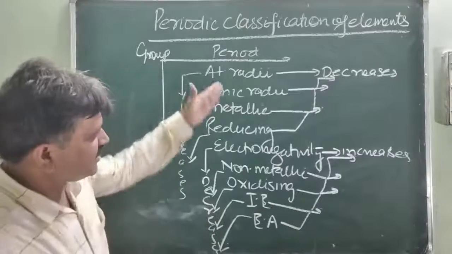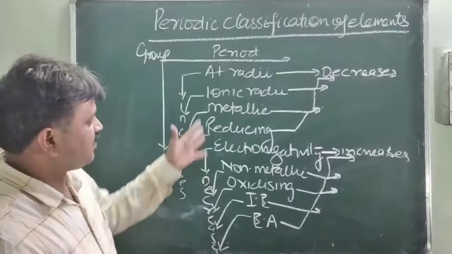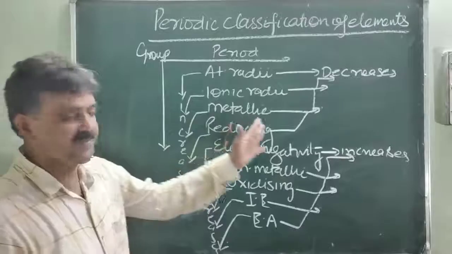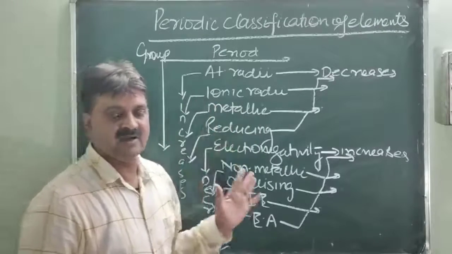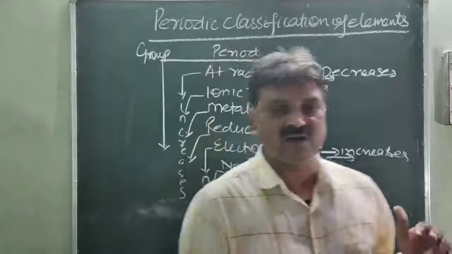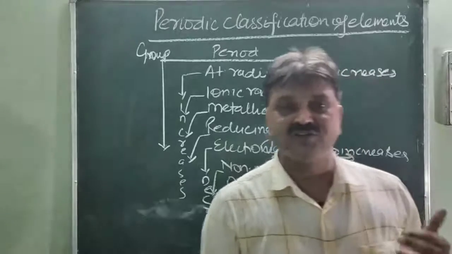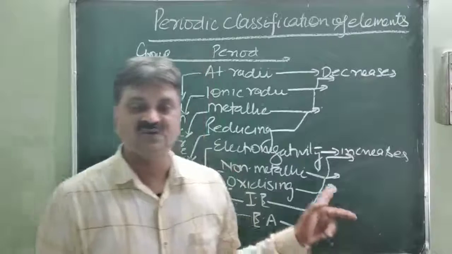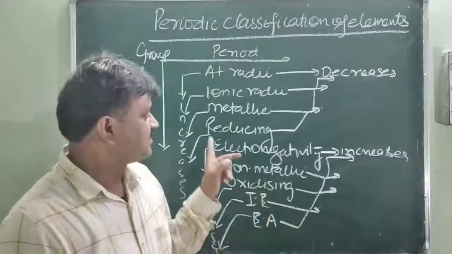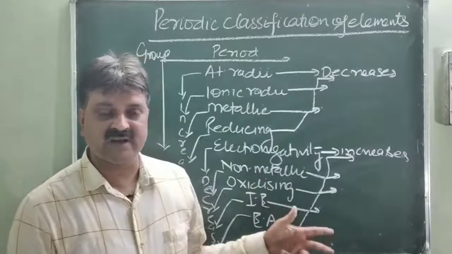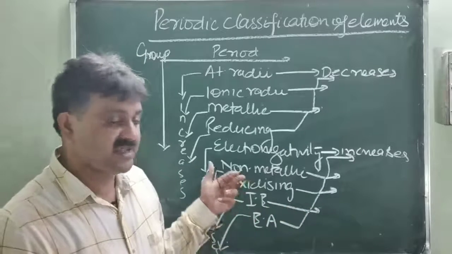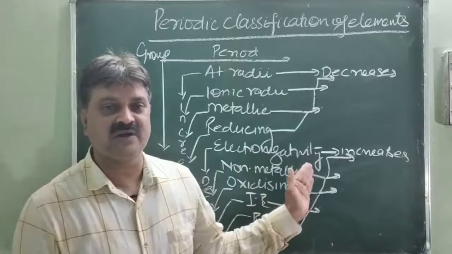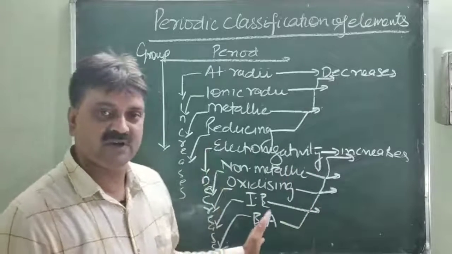So this is a simple sketch to understand some periodic properties and their variations in the group and the period. Atomic radii, ionic radii, metallic character, and reducing character increase top to bottom within the group and decrease left to right across the period. Similarly, electronegativity, non-metallic character, oxidizing property, ionization enthalpy, and electron affinity increase left to right across the period and decrease top to bottom within the group.